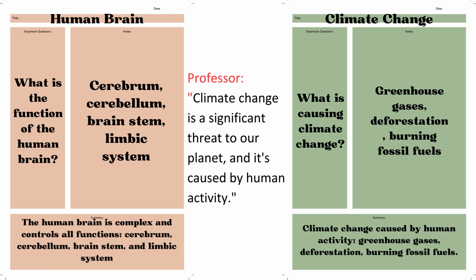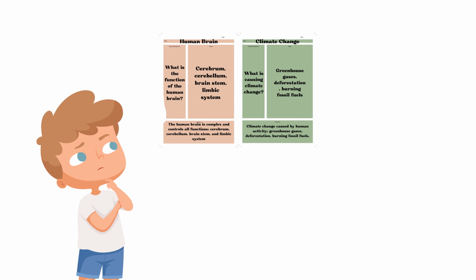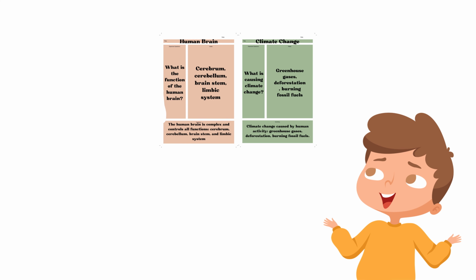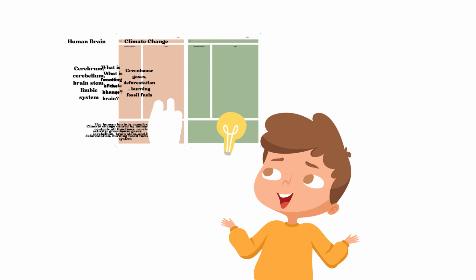deforestation, burning fossil fuels. When reviewing your notes later on, the Cornell system makes it easy to identify the main points of the lecture and quickly find the information you need. The Cornell system is also useful when writing essays or preparing for exams, as it helps you to organize your thoughts and remember important information.